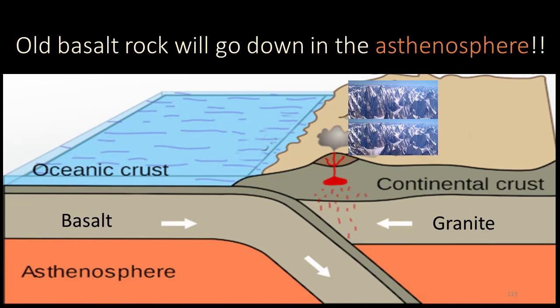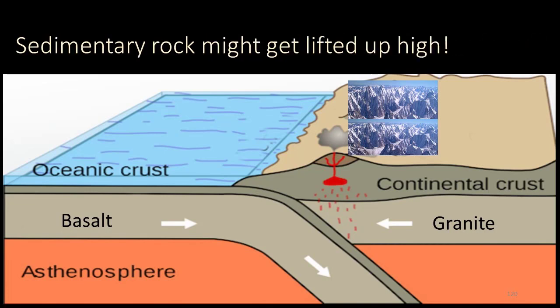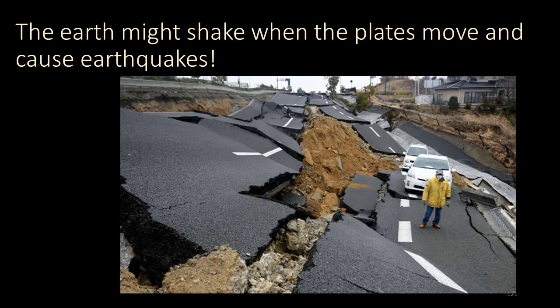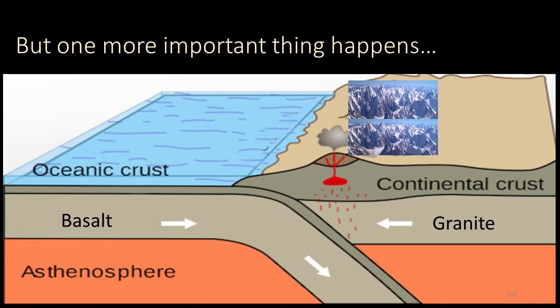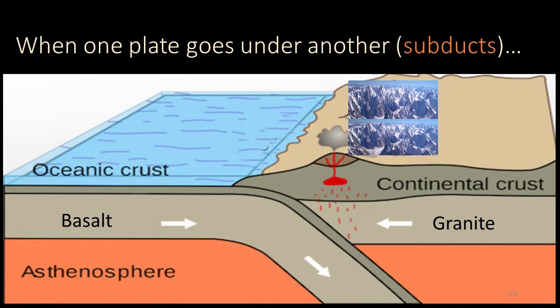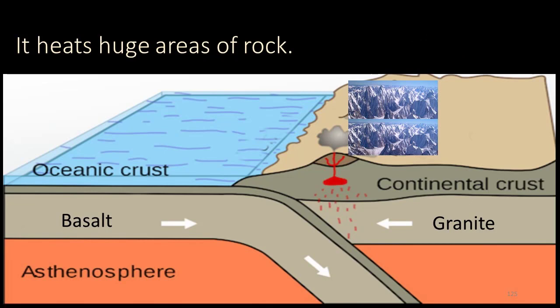Old basalt rock will go down in the asthenosphere and actually recycle. Sedimentary rock might get lifted up high as mountains. The earth might shake when the plates move and cause earthquakes or tsunamis. But one more important thing happens. When one plate goes under another, it's called subduction, it heats huge areas of rock.